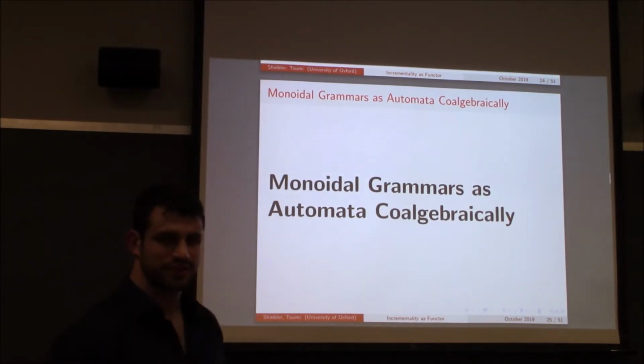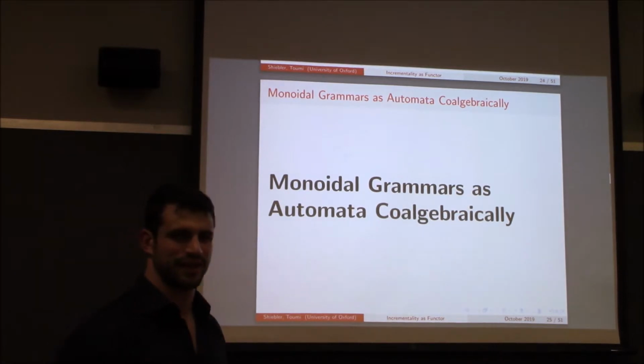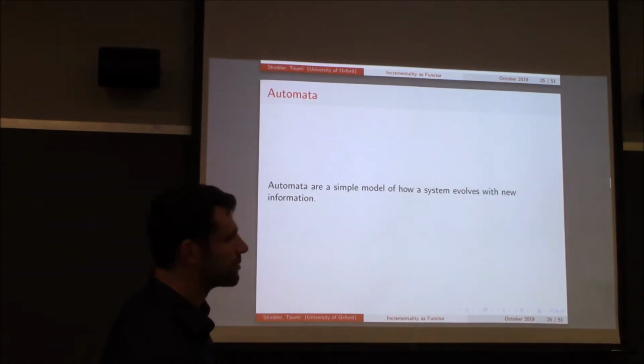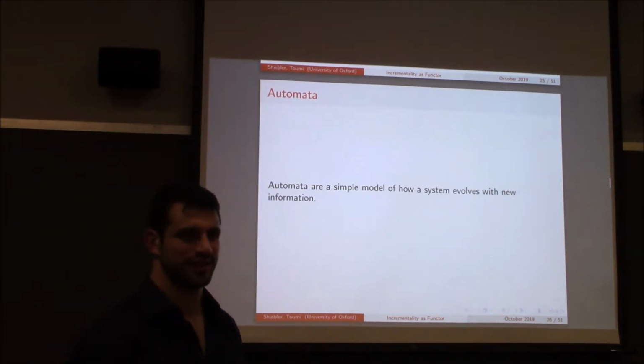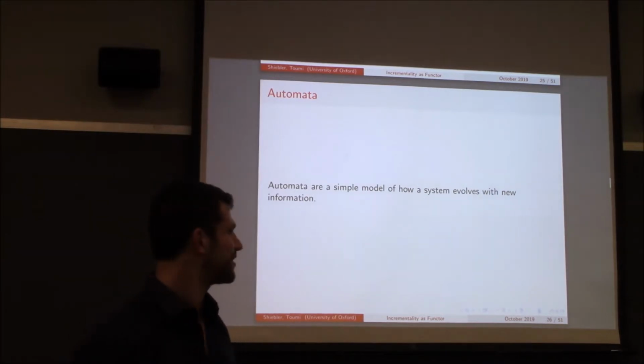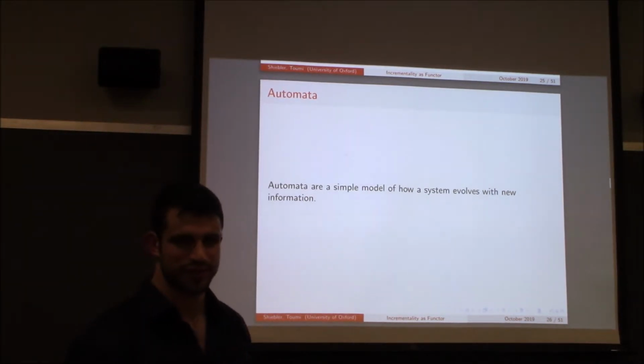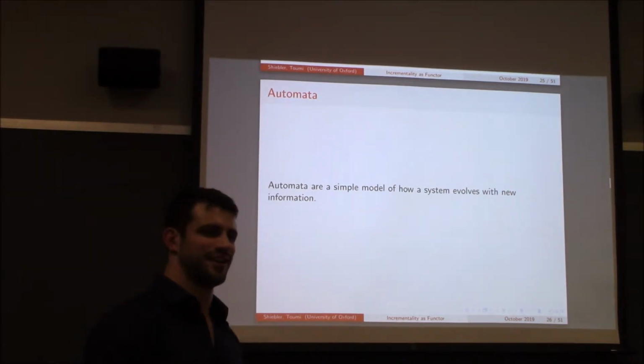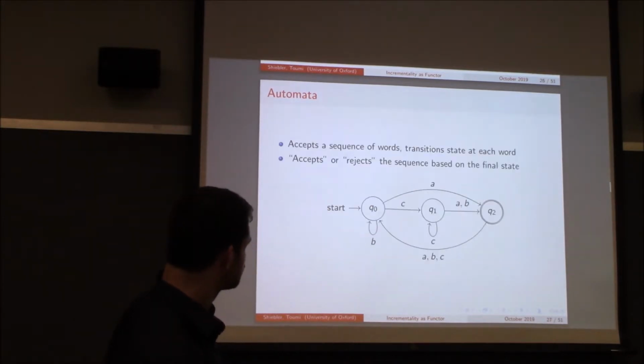So we're going to relate this back now to automata, and I'll describe piece by piece how this is going to work. We're going to take a quick digression into a description of automata. They're a simple model of how a system can evolve with new information, so we can see how this is going to be useful in our discussions of how parse states can evolve in the face of new words.